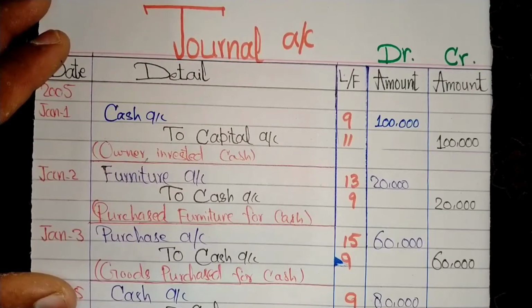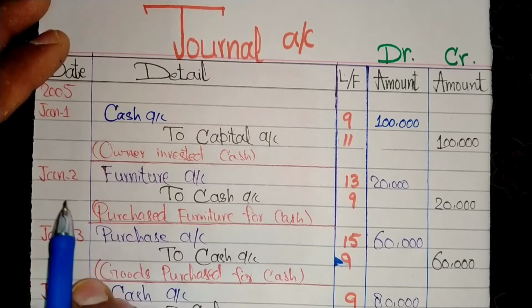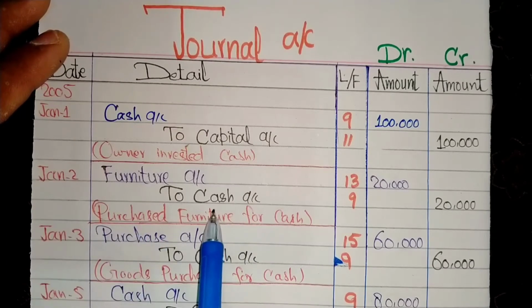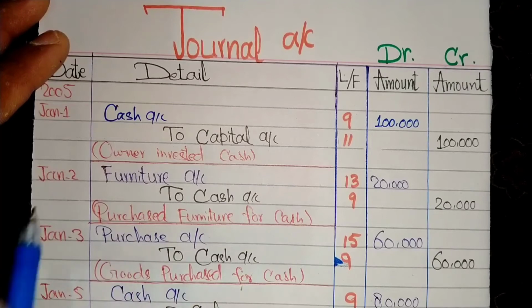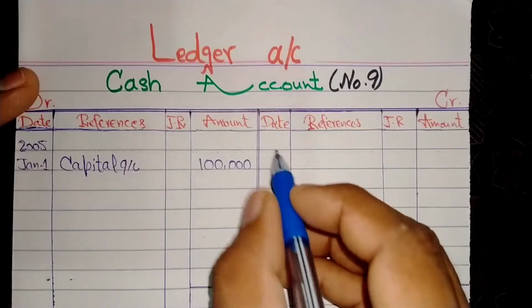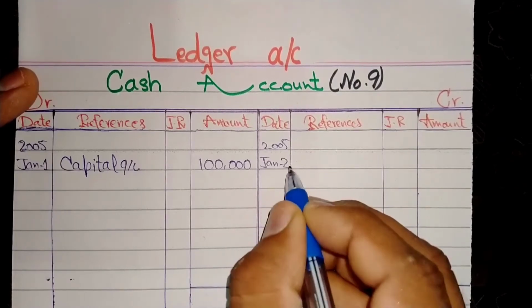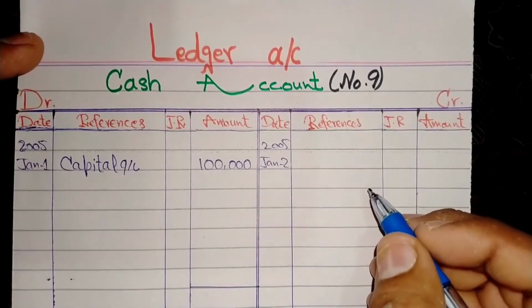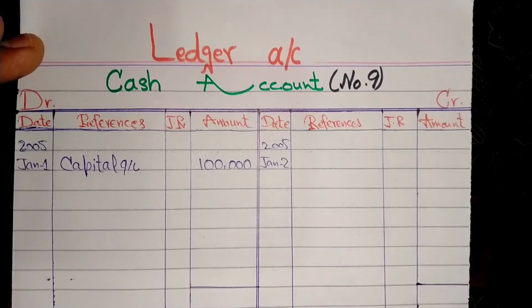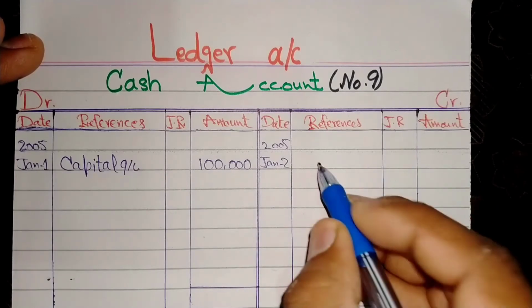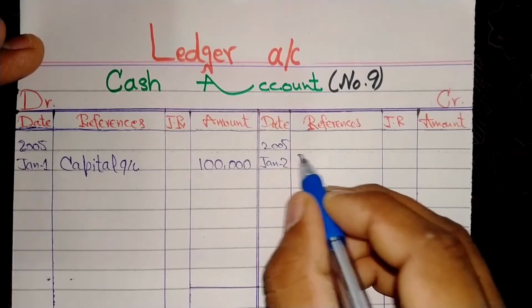Now we will find from the journal the second entry of cash, which is furniture to cash. So cash account is credited with furniture account on Jan 2nd, the same year and a different date. Furniture to cash account, purchased furniture for cash. This is the journal entry, so we will enter it in this way in the ledger account: cash account credit with furniture account.